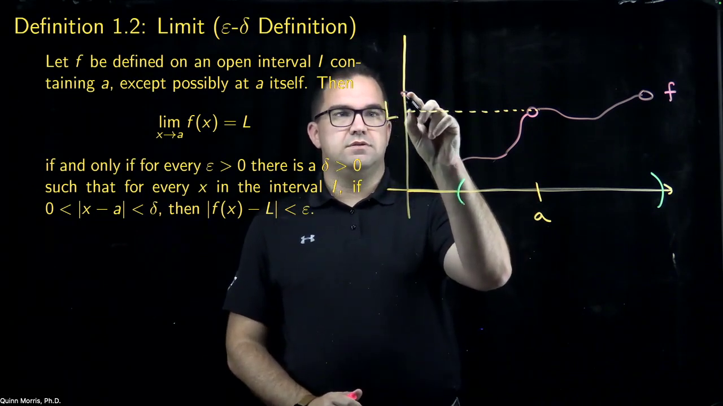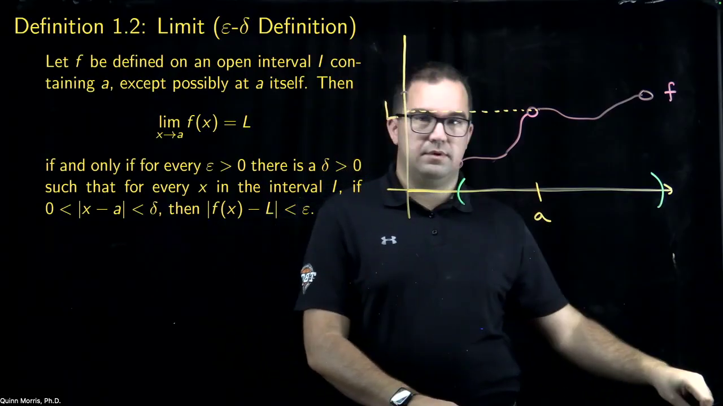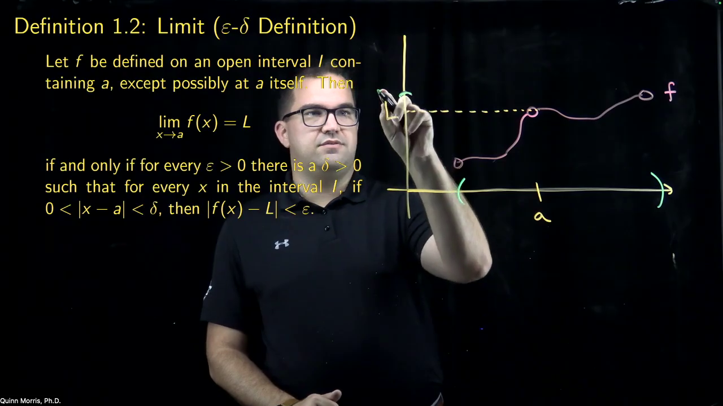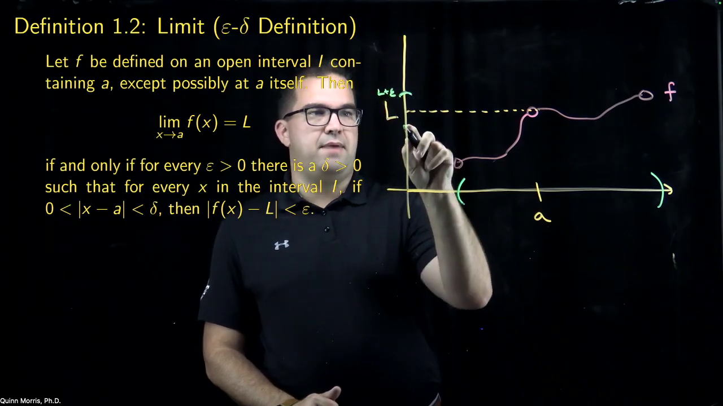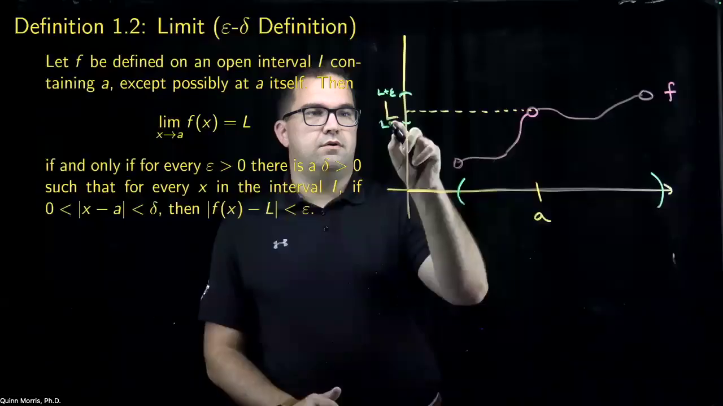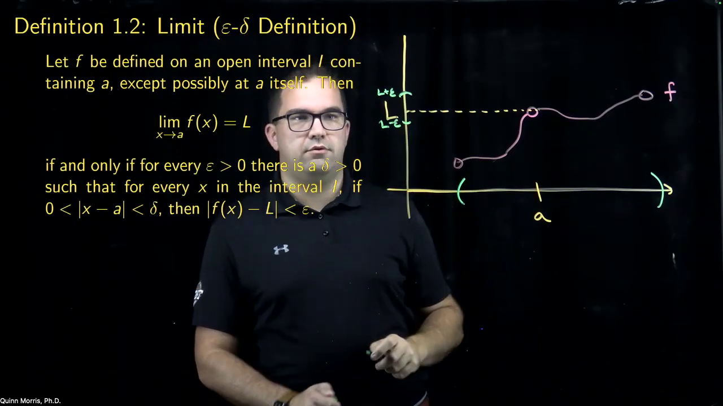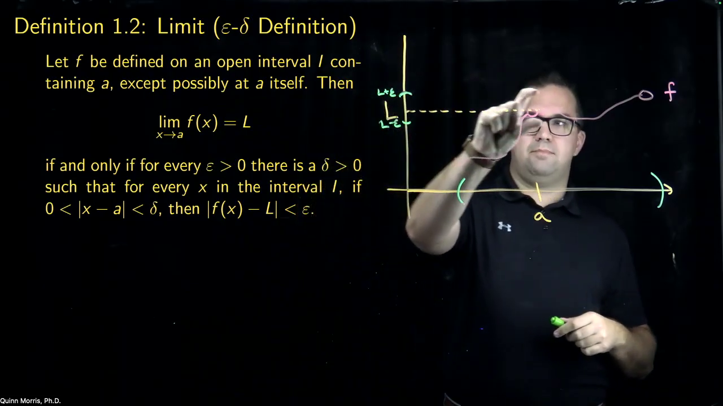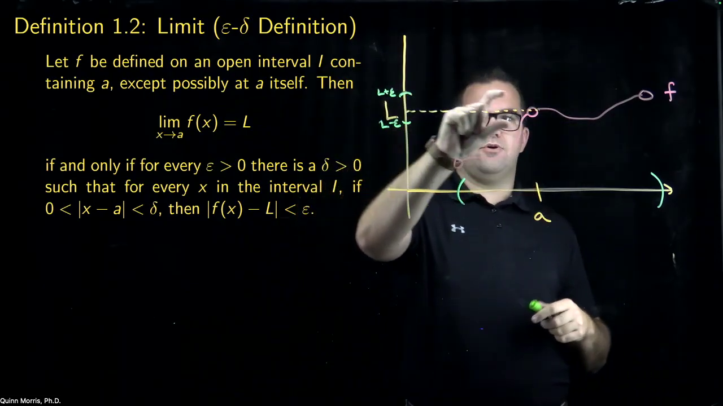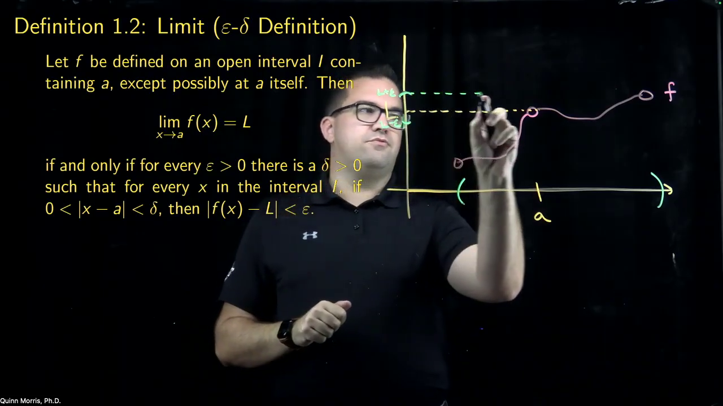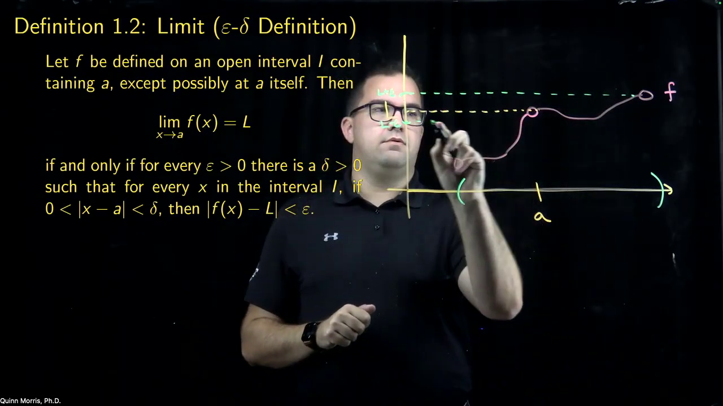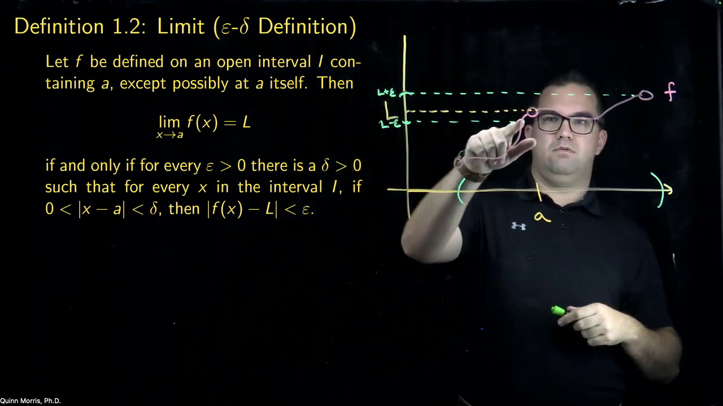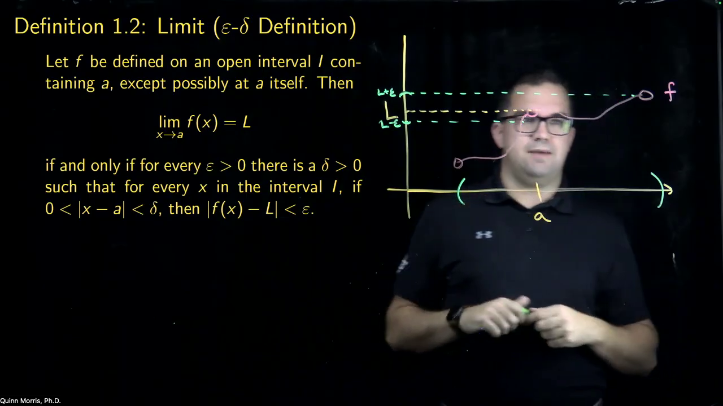So I come here, and this gives me a little epsilon band around L. I go up and down by epsilon, and that gives me a little epsilon band. So all of the points that are in this vertical band here are within epsilon of L. All the y values of these points are within epsilon of L.